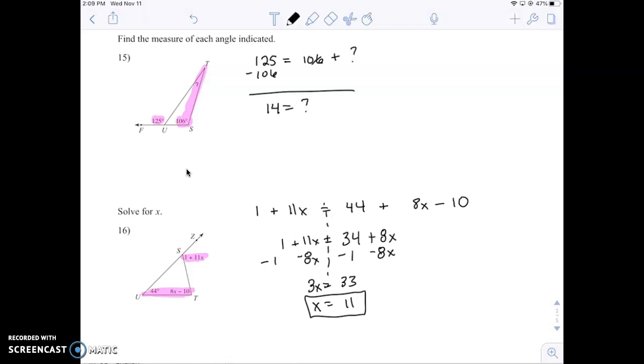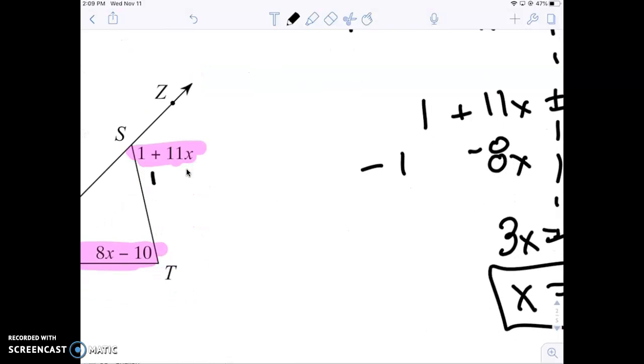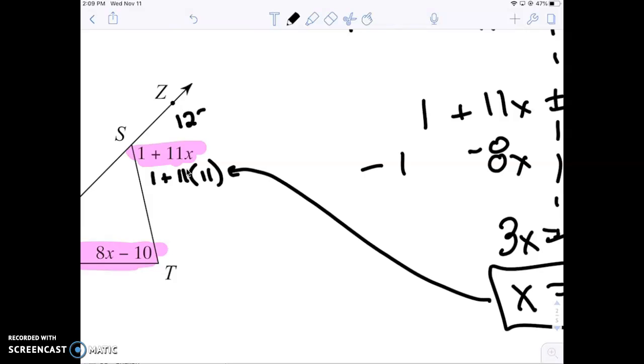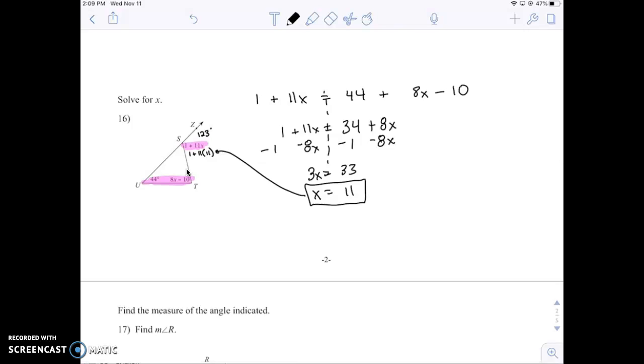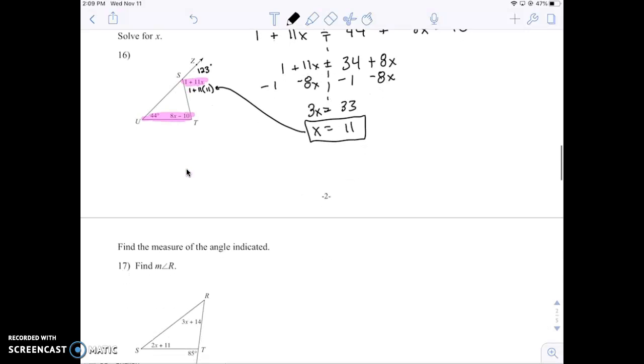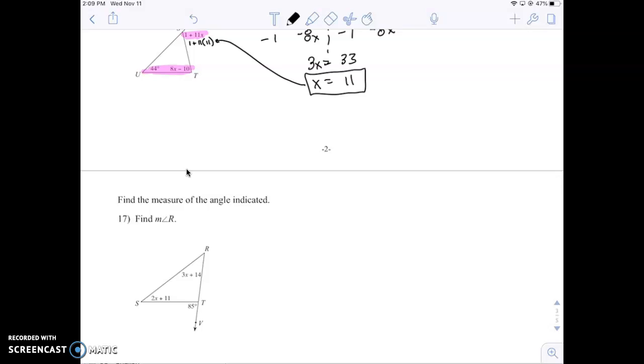As a follow-up, we should know how to substitute these values in. If I wanted to find the size of angle S, I would say 1 plus 11 times 11. That's the number I just found. So this angle is 123 degrees. Don't forget that after I find my value of x, I can still also find the measure of the angle. In fact, that's what you have to do in number 17. So if you didn't finish number 17, go ahead and pause the video and finish it up and then start back up again.